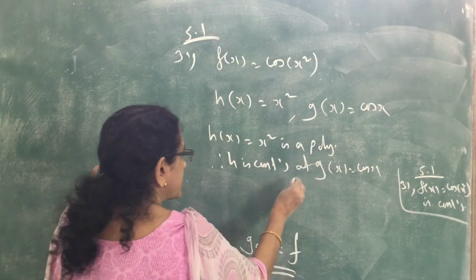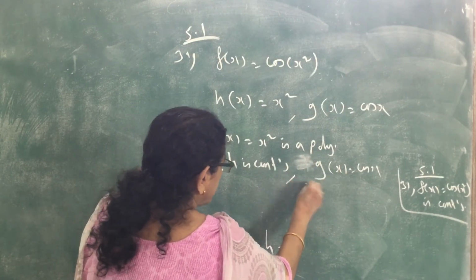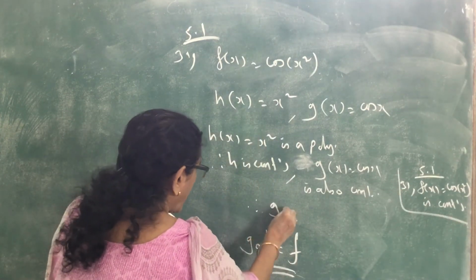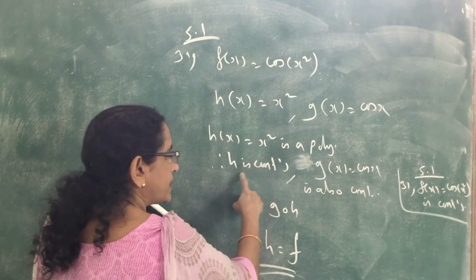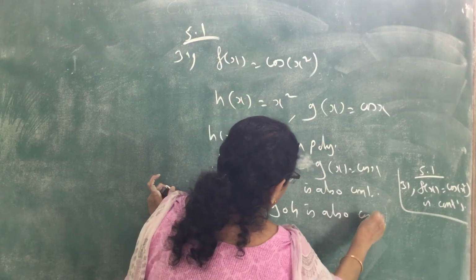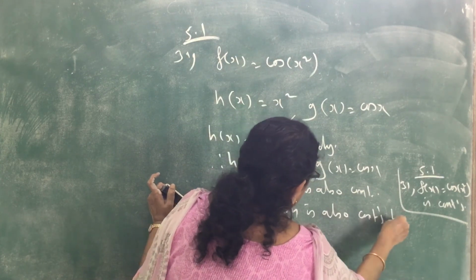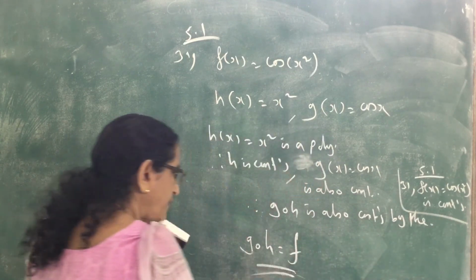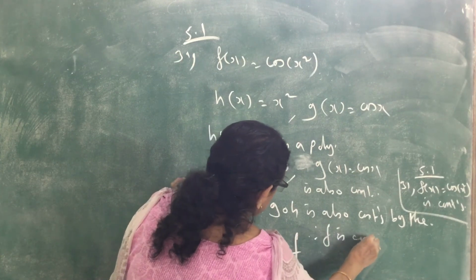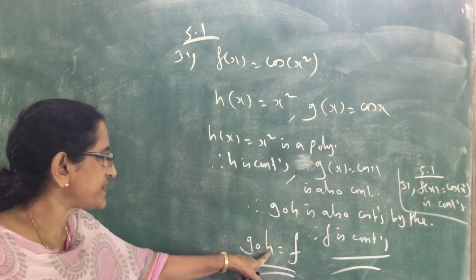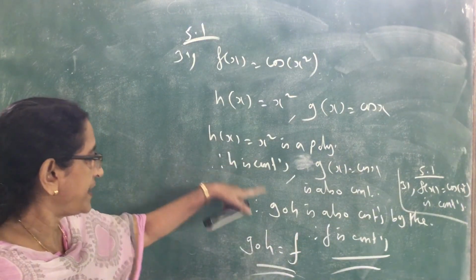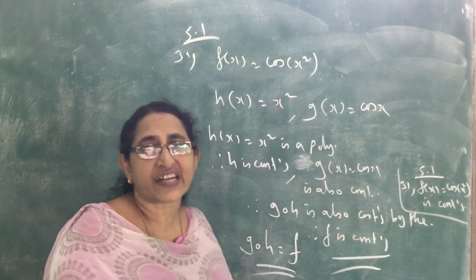g of x equal to cos x is also a continuous function. Therefore g composite h, by theorem, is also continuous. Therefore, g composite h is same as f. Therefore, f is continuous. That is what we want to prove. So we proved that f, that is f of x equal to cos x square, is continuous. Okay.